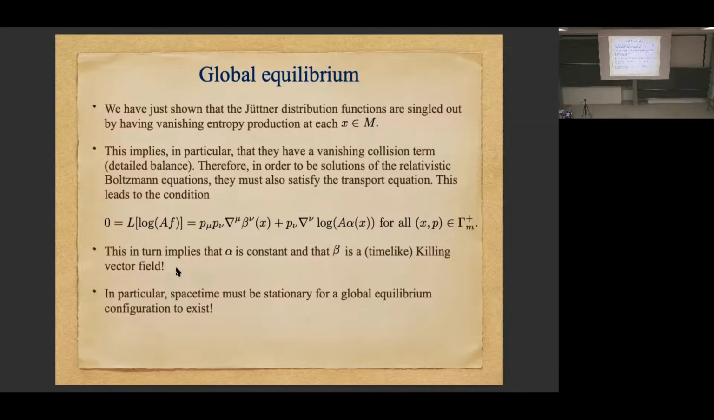So in other words, you see that now you get a very strong condition. To have global equilibrium in a curved space-time, you need it to be stationary. Otherwise, there is no global equilibrium. So this is a very strong restriction. In other words, if the space-time is not globally stationary, the entropy of the gas, at least, will always increase.